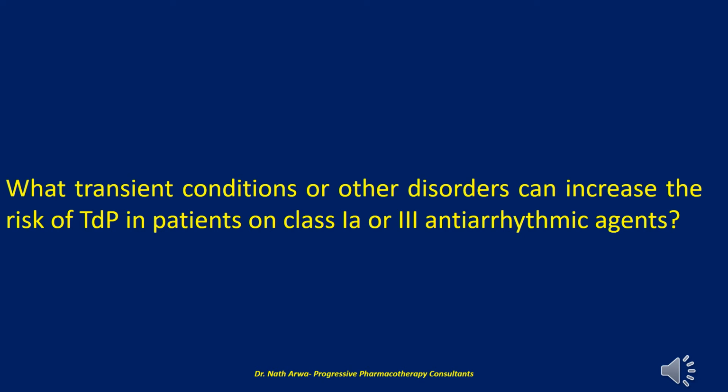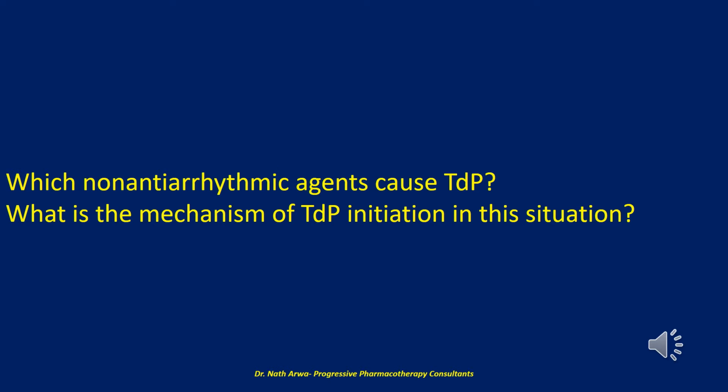Because PLG did not have a family history of hereditary LQTS but was being treated with sotalol, an agent known to be associated with torsade de pointes in renal dysfunction, it can be assumed that sotalol therapy was responsible for her arrhythmia. The next question reads, which non-antiarrhythmic agents cause torsade de pointes? What is the mechanism of torsade de pointes initiation in this situation?